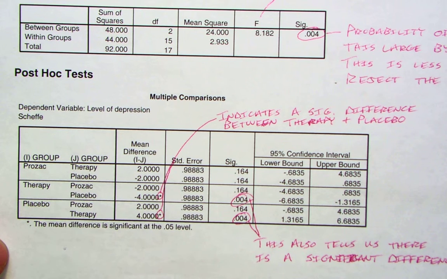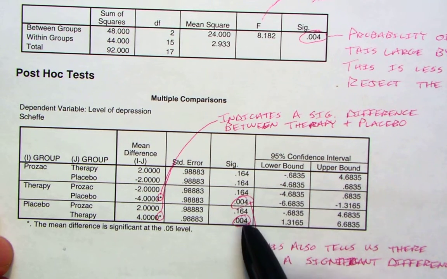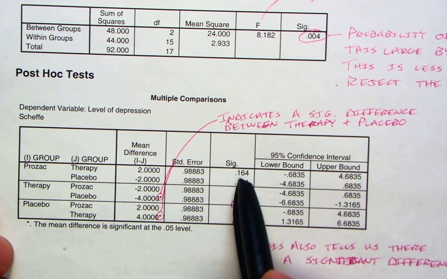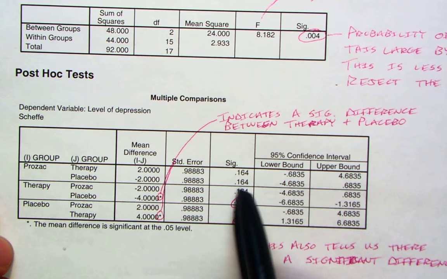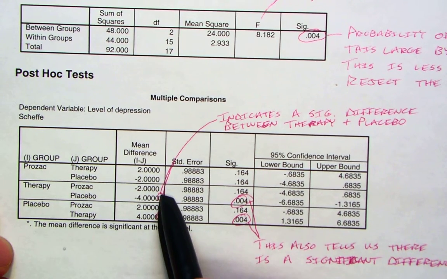Well, that's the same thing as what we had before. As I was telling you, there's a lot of redundant information. We'd also get that from this SIG column. You'll notice these are above 0.05 and above 0.05. Here we've got 0.004. That's below 0.05, and those are statistically significant. That gave us the same information as here.